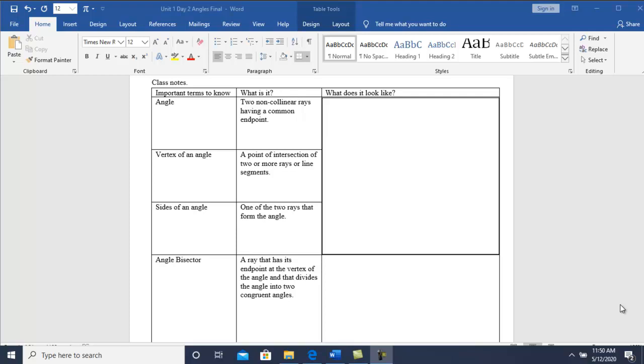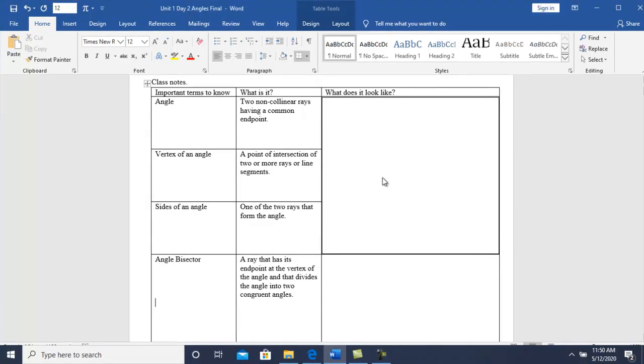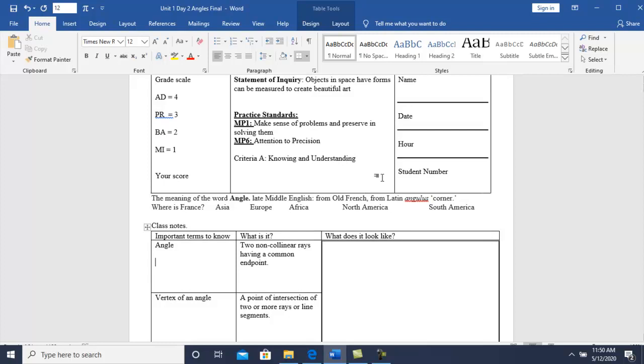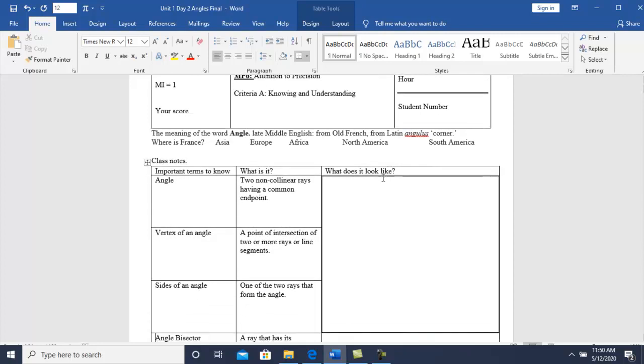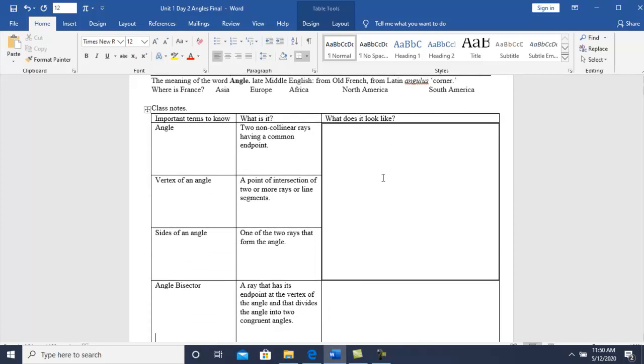The topic we're going to talk about today is called angles. That's our focus for today. And just the meaning of the word angle: it's Latin, Middle English, from Old French, from Latin, and means corner. And the question is, where is France? That can be found in Europe, so that would be the one you would circle. That's just a little background of where angle comes from.